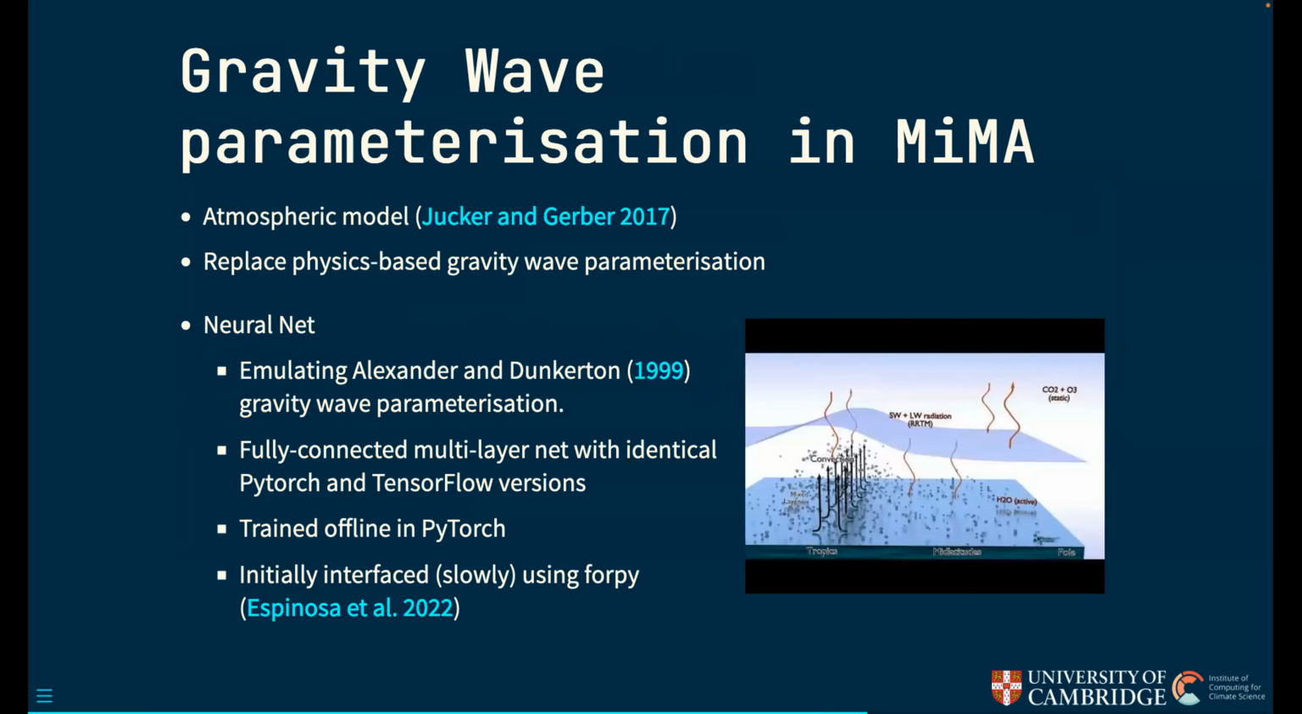So one place we've used this was as part of an atmospheric model. This is the MiMA atmospheric model, the moist atmosphere. There was some work done by Zach Espinoza et al. They had been using an emulation of an existing gravity wave scheme, for calculating drag within the atmospheric flows. This was a multi-layer neural net that had been trained offline, and they then wanted to put it back into the model to demonstrate that emulation was possible.